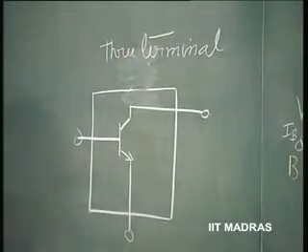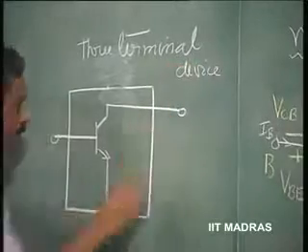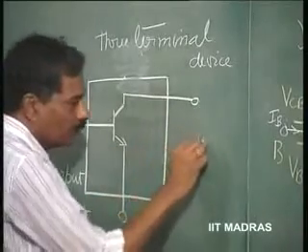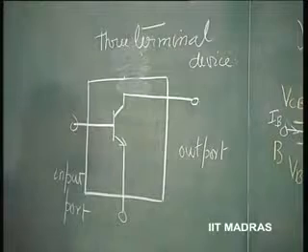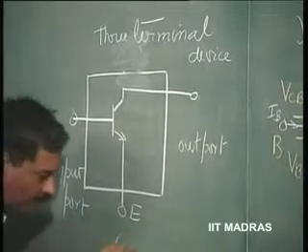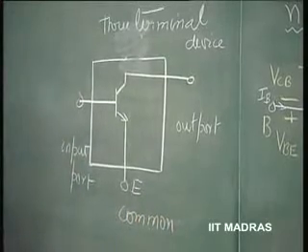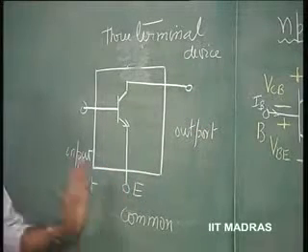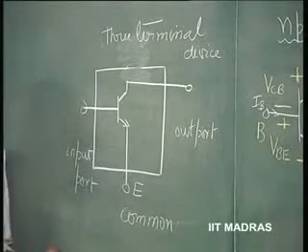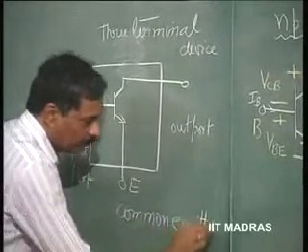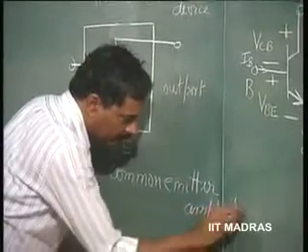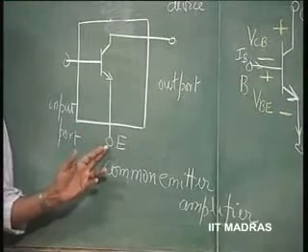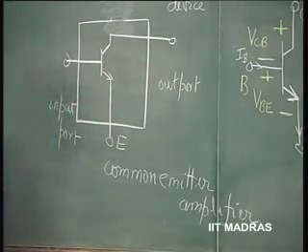device, obviously, with input port and output port having emitter as common. In this device, we have an input port and an output port with the emitter terminal as the common terminal between input and output. So, we can call this a common emitter amplifier. The idea is this emitter terminal is common between input and output. So, we have a common emitter amplifier here.